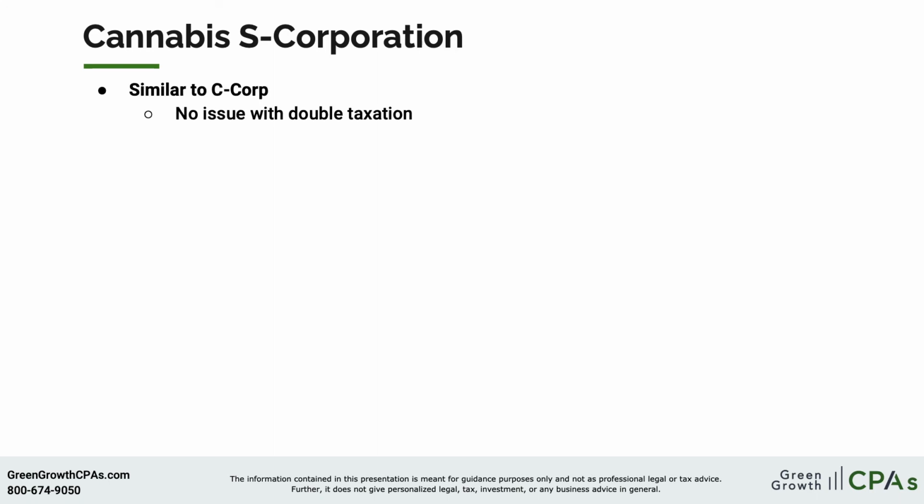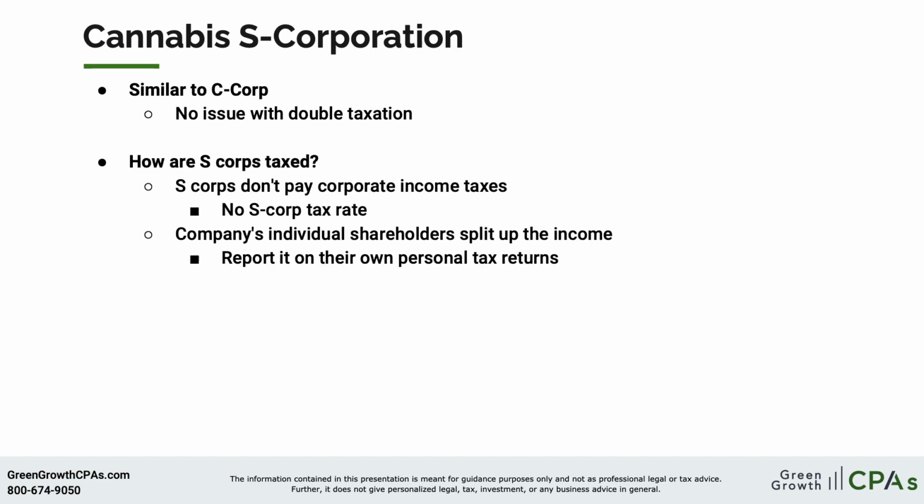Now, there are many ways to take money out of a Cannabis S-Corp, and some of these methods aren't really different from getting money from your C-Corp. However, S-Corp entities don't contend with the double taxation issue that we discussed for C-Corps. So this brings us to the question, how are S-Corps taxed?